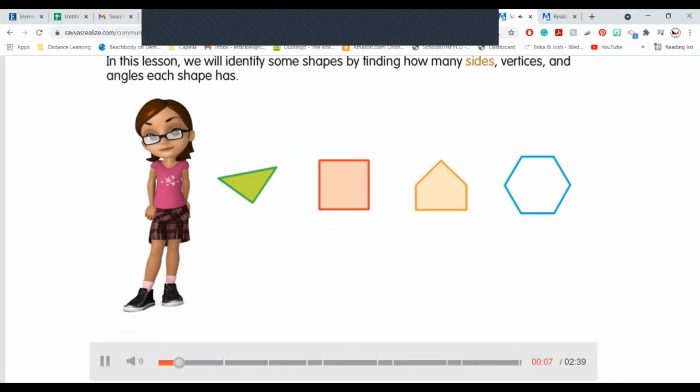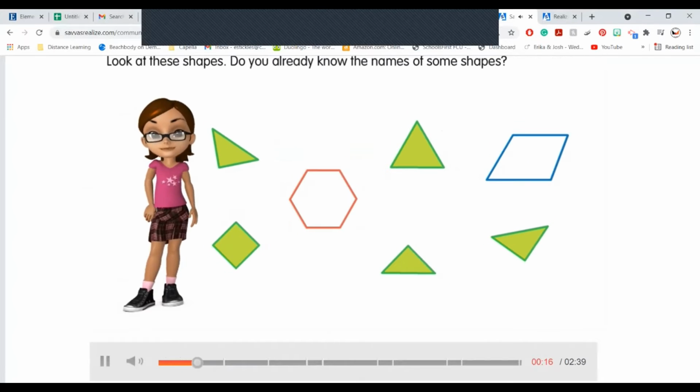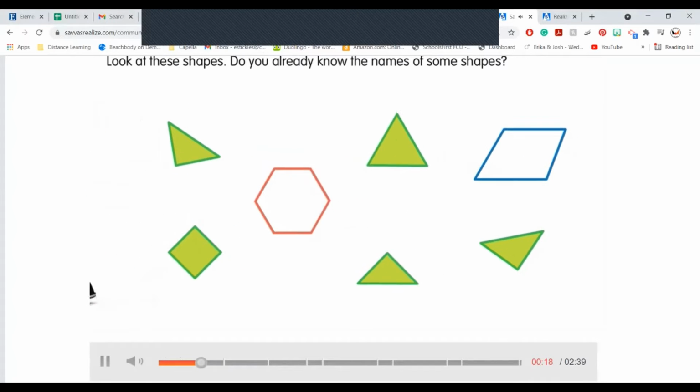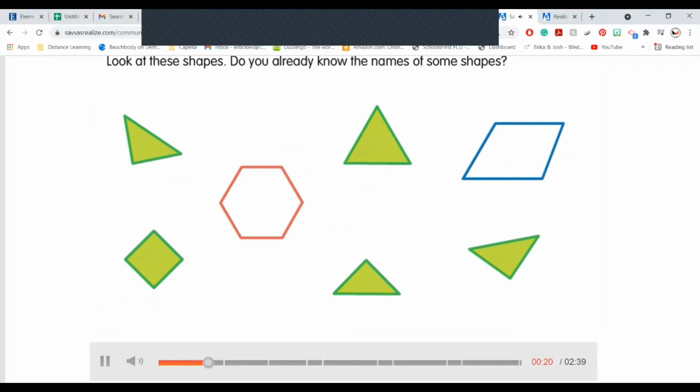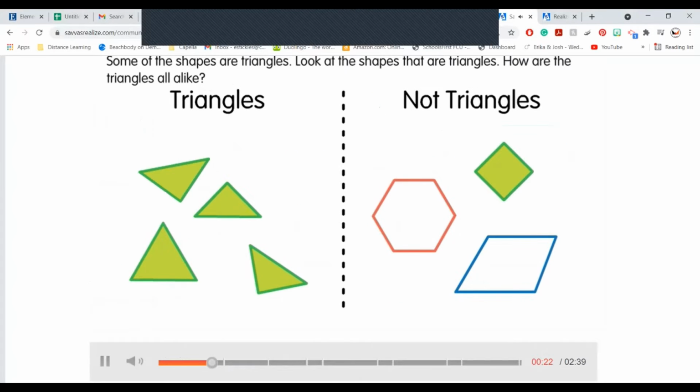In this lesson, we will identify some shapes by finding how many sides, vertices, and angles each shape has. Look at these shapes. Do you already know the names of some shapes? Some of the shapes are triangles. Look at the shapes that are triangles. How are the triangles all alike? Well, if we look at the triangles, they all have three sides and three corners, or three vertices.